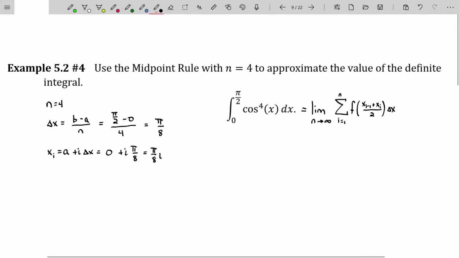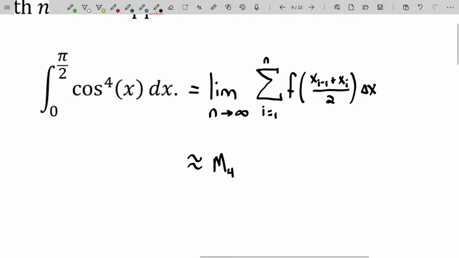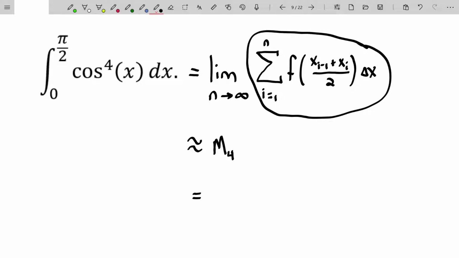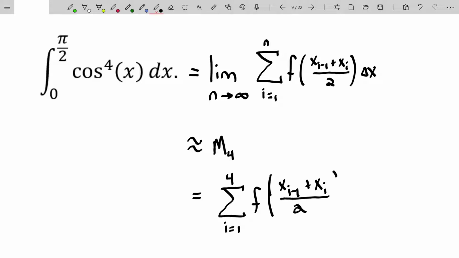Now, if I'm going to approximate this definite integral using M sub 4, which means midpoint method with 4 slices, then, well, this is essentially the midpoint method. This is the Riemann sum for the midpoint method right here. And we only want to go to n equals 4. So I'm just going to copy that notation. I'm going to say that's the summation i equals 1 to only 4 of f of (x sub i minus 1 plus x sub i) over 2 times delta x.